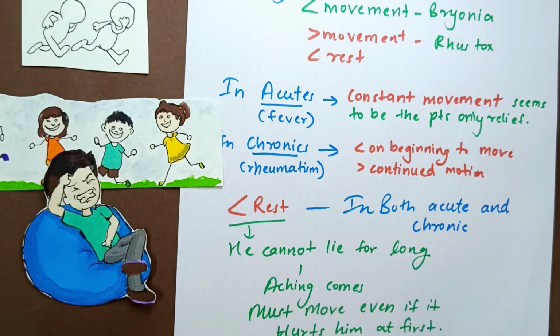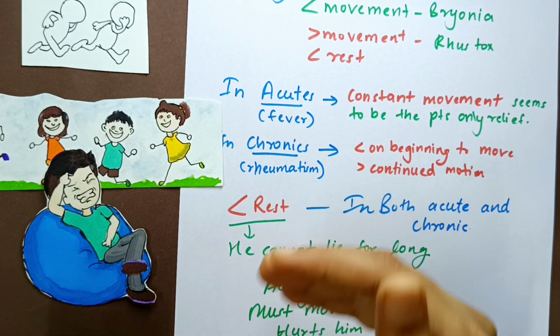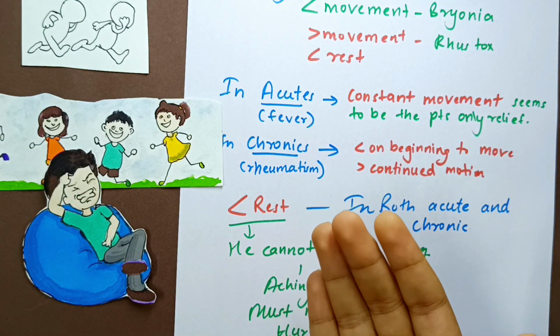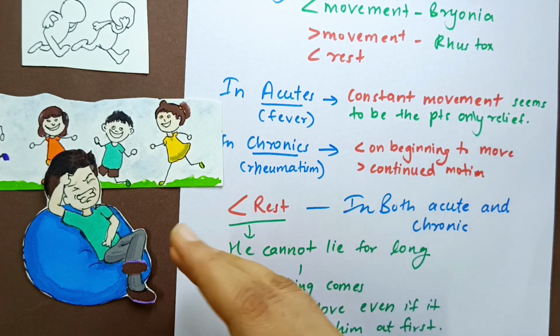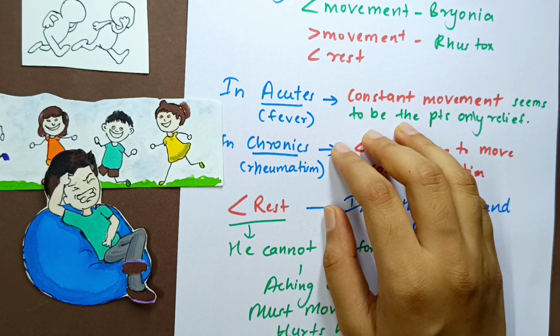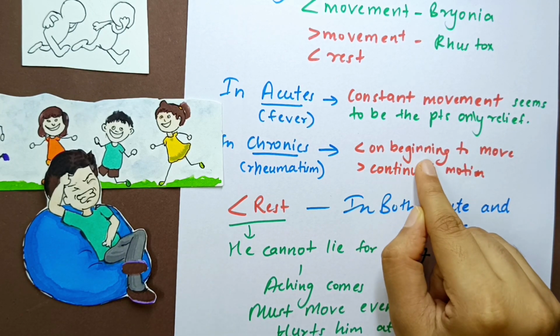Now as he starts to walk, because he thinks that walking will help him, in the first beginning phase his pain will increase even more. But on continued motion, that is, when he keeps walking even if it's paining in the beginning, dheere dheere, eventually the pain will go off. It will subside, it will decrease, it will ameliorate. So there is amelioration on continued motion and aggravation on beginning to move.